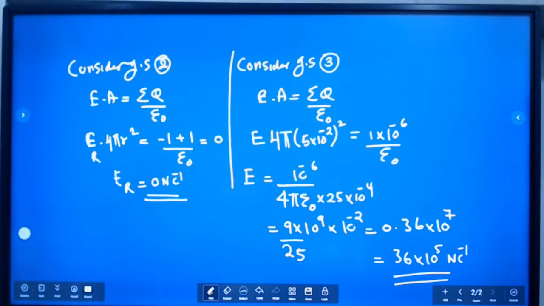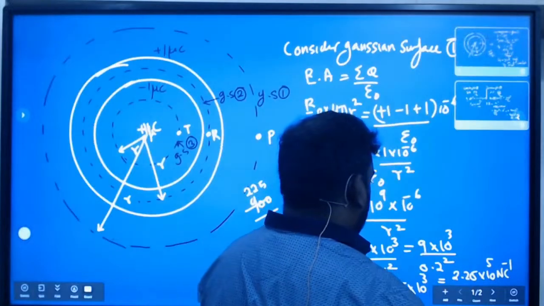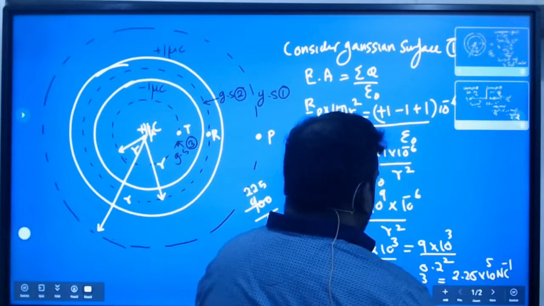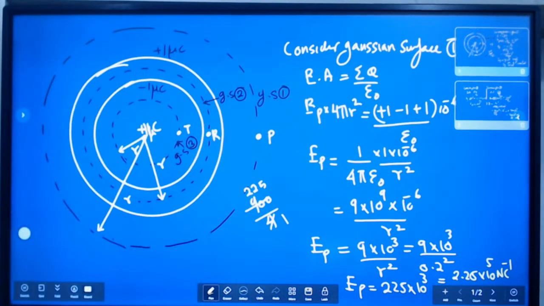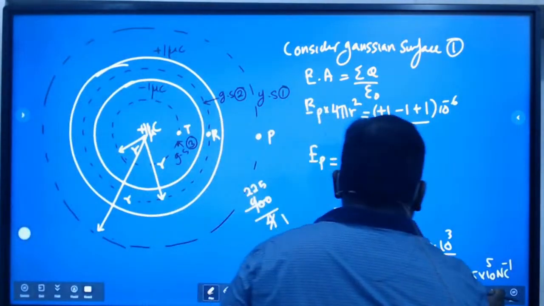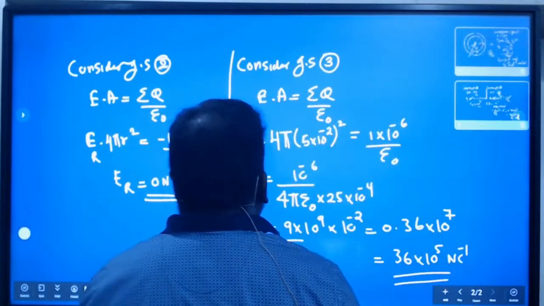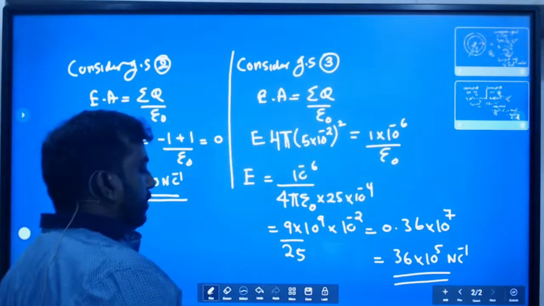Check and see whether you got this. Check and see the other ones. 2.25 times 10 to the power 5. Here, 36 times 10 to the power 5. Large value.